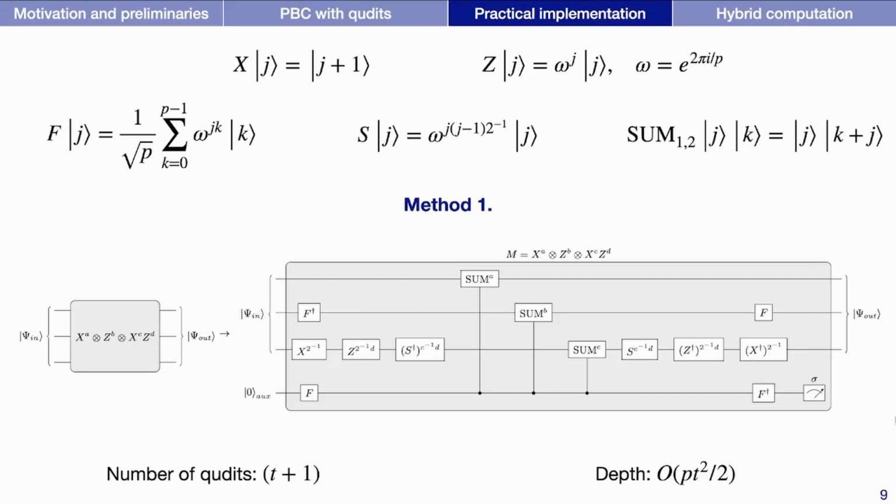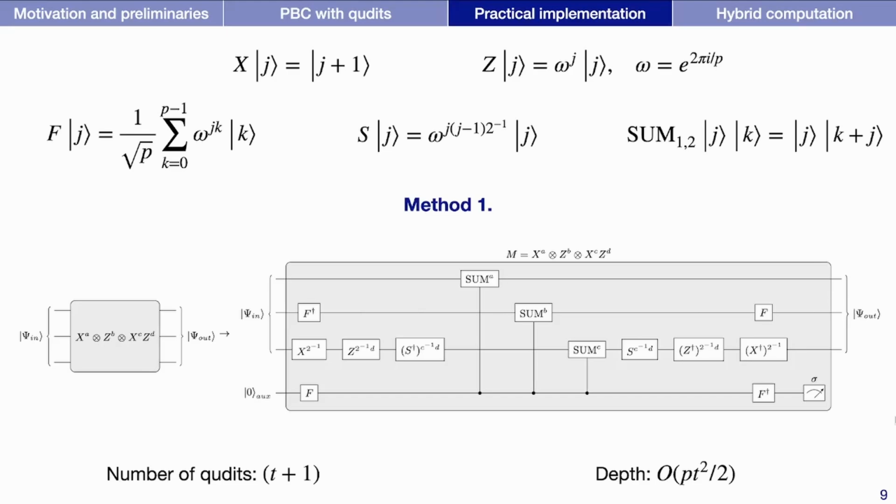So if we use this kind of strategy, it is easy to see that if you have a Pauli-based computation on T qubits, you can transform it into a quantum circuit that has T plus 1 qubits. The plus 1 comes from the auxiliary qubit that we need. And then we have a depth that is quadratic in T.